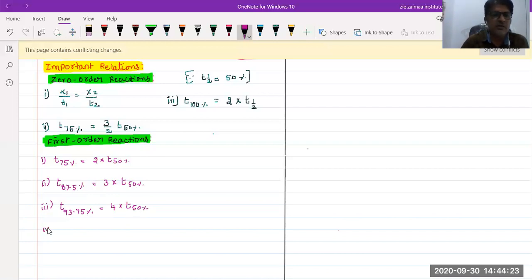Next, fourth one. If 90% is taken, T 90%, then this value can be taken as 10 by 3 into t half.